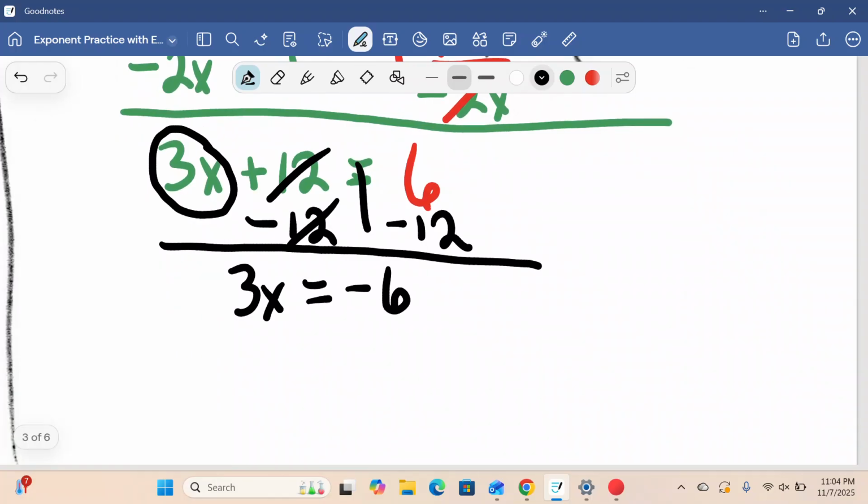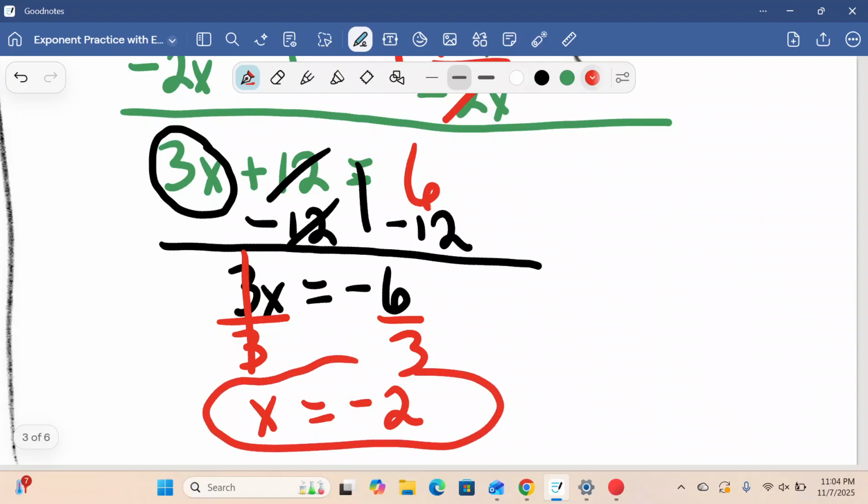Then we have 3x equals negative 6. I'm going to divide both sides by the number next to the letter, which is 3. I'm going to divide both sides by 3 because the inverse of multiplication is division. 3 divided by 3 is 1. x equals negative 6 divided by 3, which is a negative 2. And that right there is your answer.